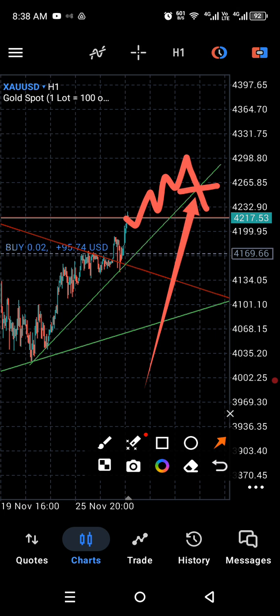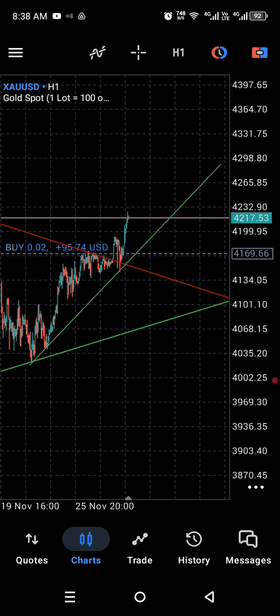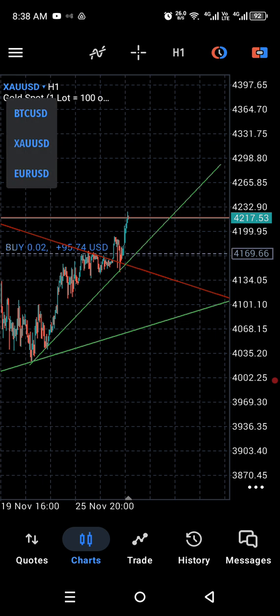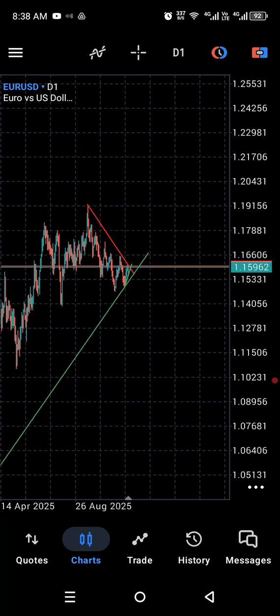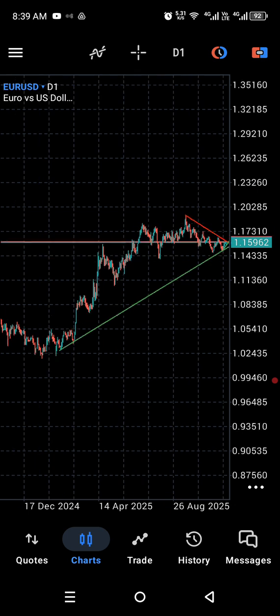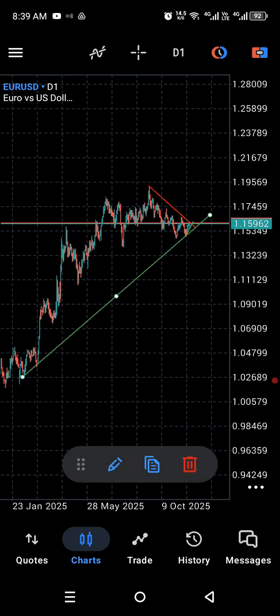So this is the three touch point trend line strategy. And you can even see it very well when we come to Euro USD. Let's start on the daily time frame. You can see Euro USD. I have already drawn this trend line here on the daily time frame.